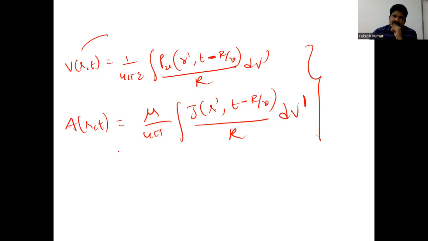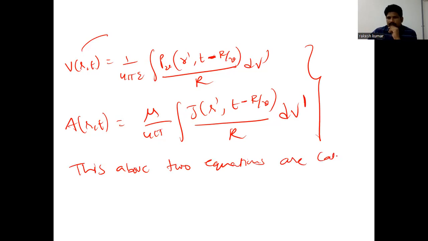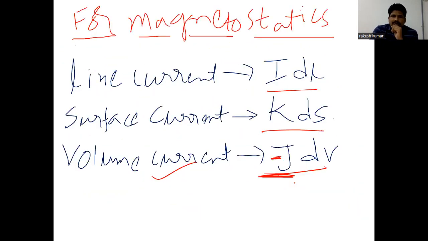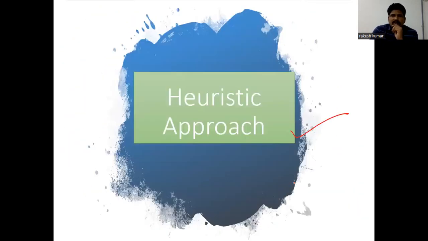These above two equations are called retarded potentials. So this is the first approach. What do we call this approach? This approach is called the heuristic approach.